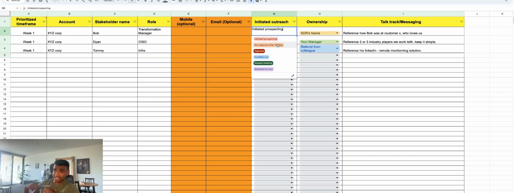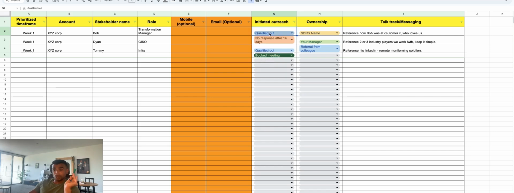So after 14 days of running triples, you still don't get access to those people. That's probably a good sign for you to look left and right. Who else can you go after? Is there someone else in the account? Rejected, straightforward, right? That basically means they picked up and told you to go away. Okay, so if they tell you to go away, then you put it as rejected.